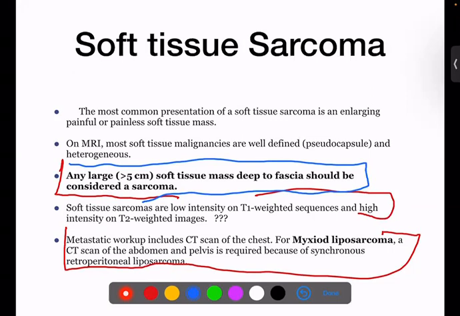This is another way of asking the same piece of information in another way. What would you do an excisional biopsy for? Lesions which are less than 5 centimeters away from the neurovascular bundle and above the fascia. Okay.